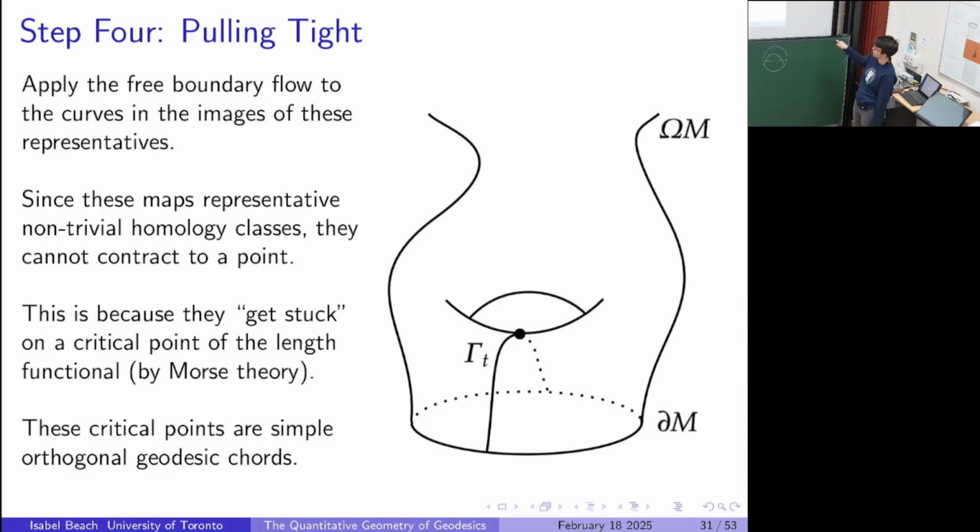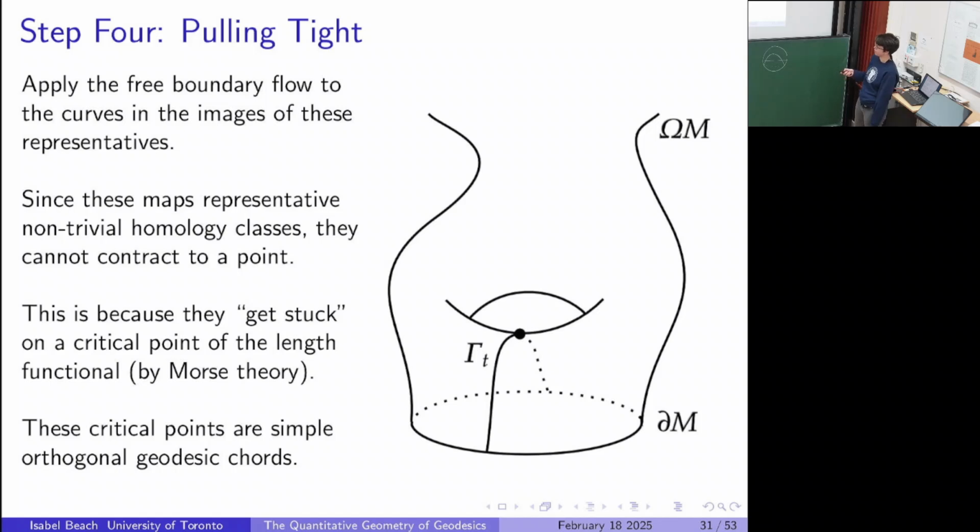If I'm shortening it using the curve shortening flow, that's like pushing this down, so decreasing the length of everything in this family. But I can't push it down because it's stuck on this ridge. And we know by Morse theory that it's stuck because there's a critical point here. So the critical point is this little black disk, and it corresponds exactly to a simple orthogonal geodesic chord. And that is how you get your chords of bounded length.